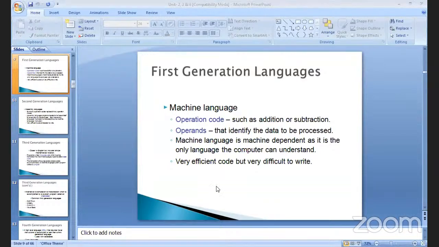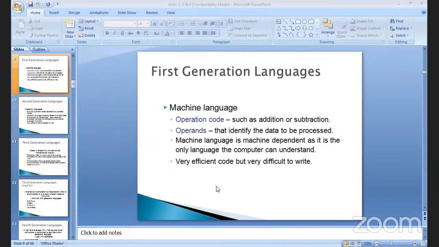The first one is machine language. The machine language again depends on the operation mode. Operation codes, we see, will be useful, such as addition, subtraction, multiplication, and those.